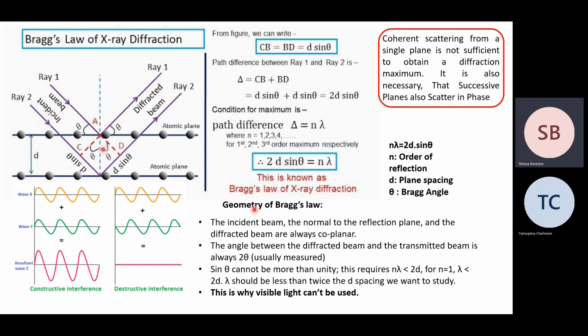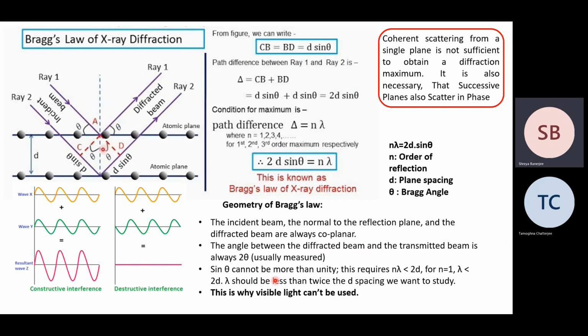In Bragg's law, there are certain conditions that must be met. One is that the incident beam, the normal to the reflection plane shown by this dotted line, and the diffracted beam are always coplanar. In this case, they are all in the plane of this slide. The angle between the diffracted beam and the transmitted beam is usually 2 theta. This is the diffracted beam, and if the incident beam had passed through without any deviation, that would have been the transmitted beam. This angle is theta, and this angle is also theta, so the total angle is 2 theta.